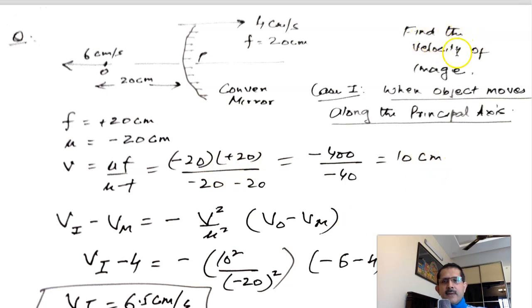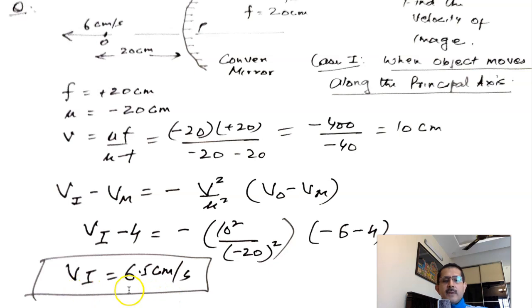Now we have to find the velocity of the image. Now the first case here, what they have done is, they have given the velocity of the mirror as 4 centimeter per second in this direction. Quickly applying this formula which we have derived earlier, vi minus 4 is equal to minus 10 square by 20 square times minus 6 minus 4, and we got velocity of image is equal to 6.5 centimeter per second.